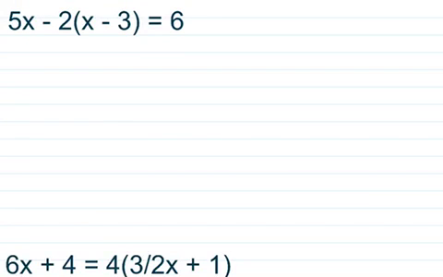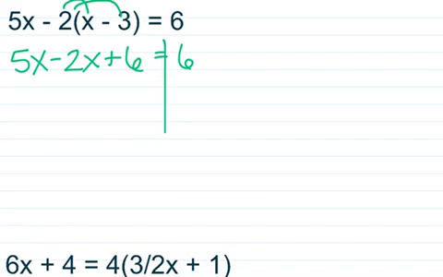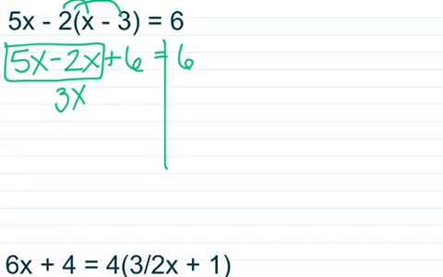Okay, so for my next problem, I have 5x minus 2, parentheses, x minus 3, equals 6. So I actually have all the variables on the same side, so I just need to distribute first. I'm going to take negative 2 and distribute it to everything inside. So I have 5x minus 2x plus 6 equals 6. Now I have the variables on the same side, so I can combine my like terms. They both have an x. So 5x minus 2x is 3x. So 3x plus 6 equals 6.